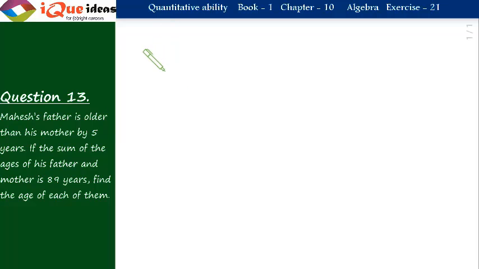Now let's try to solve question number 13. It says Mahesh's father is older than his mother by 5 years. The sum of the ages of his father and mother is 89 years. Let's say the father's age is F and the mother's age is M. Now, the father is older than his mother by 5 years. That means the difference of F and M is 5. And the sum of their ages is 89. So, F plus M is equal to 89.